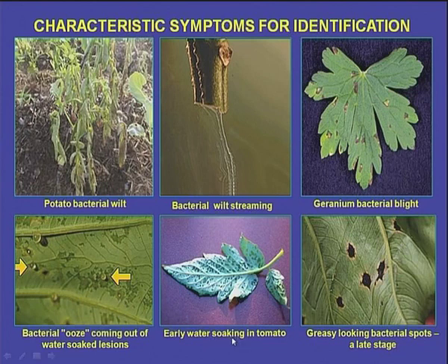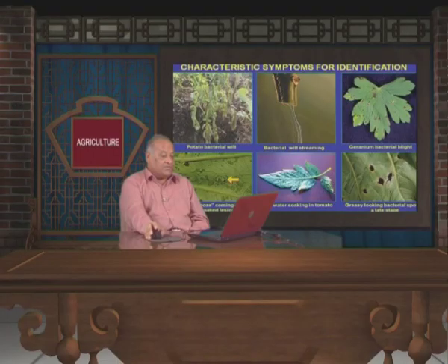Then the early water soaking in tomato, you can see water-soaked spots on the tomato leaves. This is the early symptom, and this is the later symptom. In most types of bacterial infections we find this type of greasy-looking bacterial spots, dark black to brownish spots with a yellow halo around them, and this is a late stage of the bacterial infection. If this type of symptoms is observed in the affected plant, we can say that it is a bacterial infection showing in the late stage.